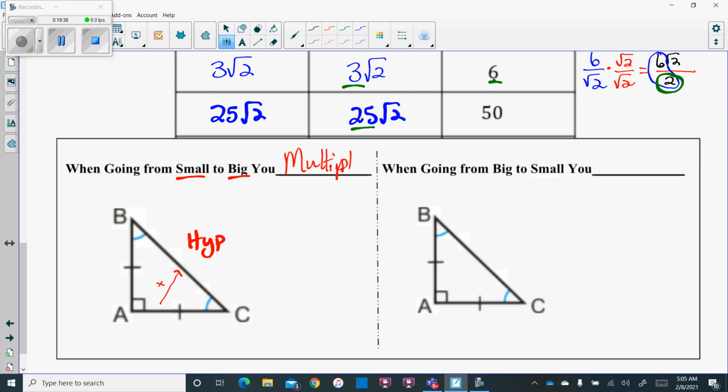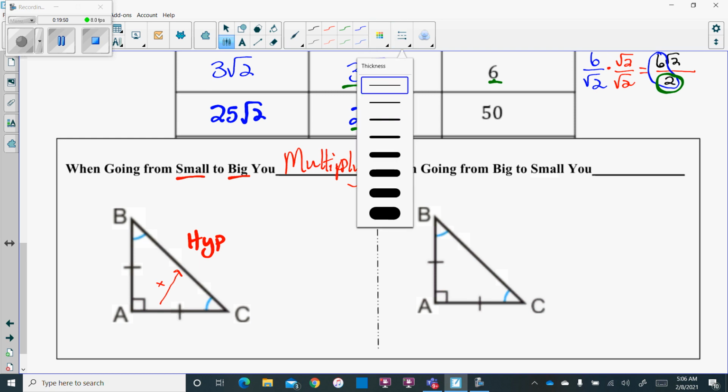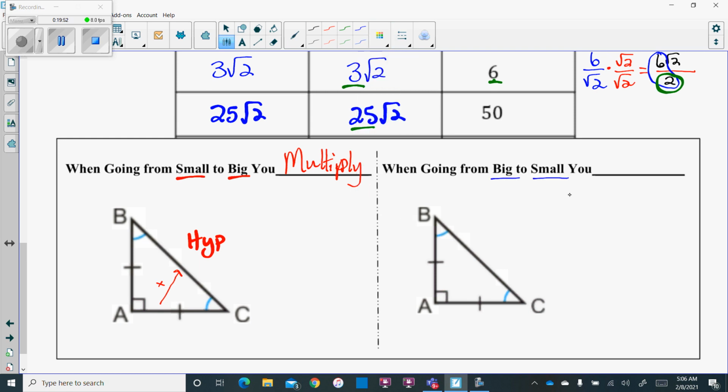Oops, sorry. Anytime you go small to big, you're multiplying. It's going to be times. It just depends on the small part that you're given, okay? Anytime you're going from a big part to small, so you're getting smaller, right? So if I'm starting with the hypotenuse for this example, going to the smaller part, this is when you're going to divide. You do the opposite.